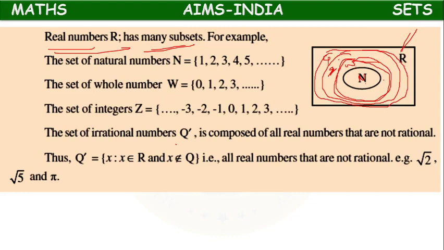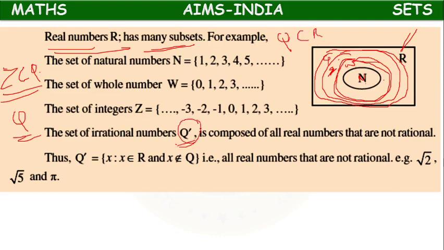So rational numbers Q here, then Z is a subset of Q. Again, Q will be a subset of R.